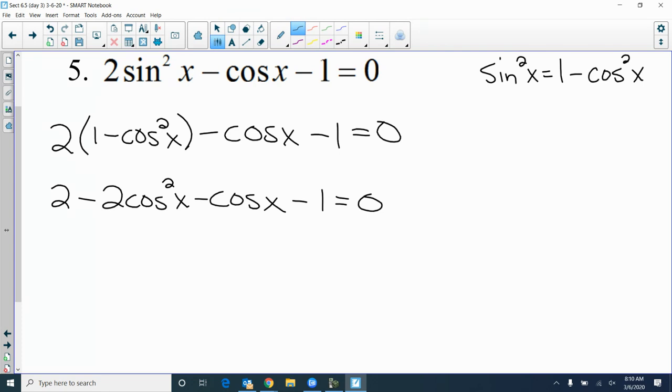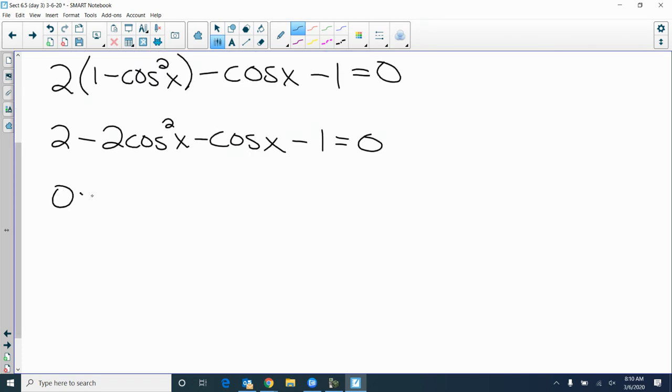All right, you're going to get a quadratic because you've got a cosine squared and a cosine of x as the linear term. I always want my leading term to be positive, so I'm going to move everything over to the right. You also have a 2 and a negative 1. We'll deal with that because that'll combine together. It's going to be 0 equals positive 2 cosine squared x. This minus becomes plus cosine of x. 2 minus 1 is 1, but I move it over to the other side, so it becomes a minus 1. Now factor it.